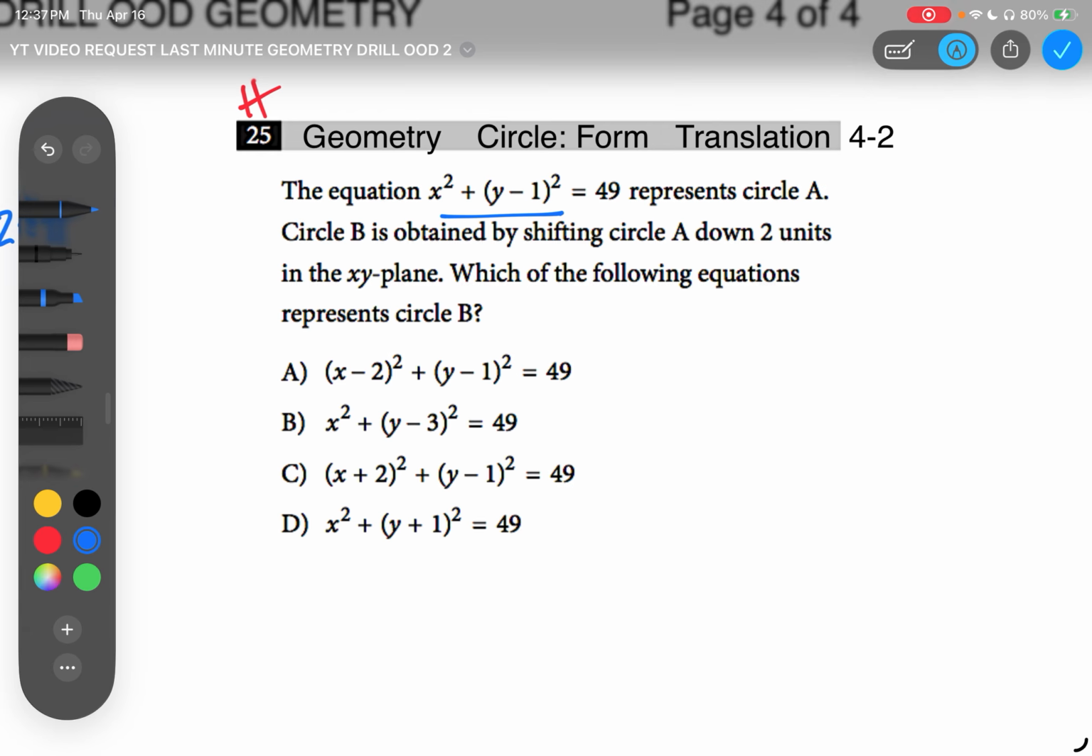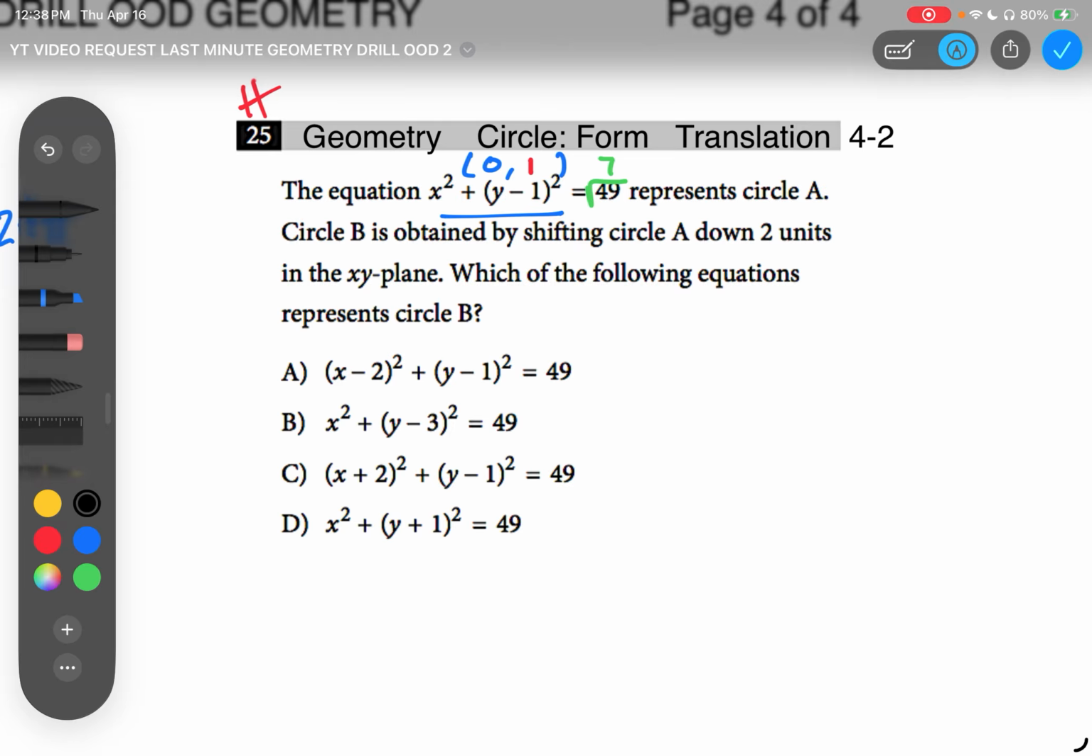Now we know our coordinates are going to be what? We just reviewed this. What's our x value? X squared equals 0, so x is going to equal 0. And what's our y value going to be? Y minus 1 equals 0, so y equals a positive 1. Now, what is our radius? We must square root this, so our radius is going to be 7. There's the center coordinate point, 0, 1, and a radius of 7 for our particular circle.